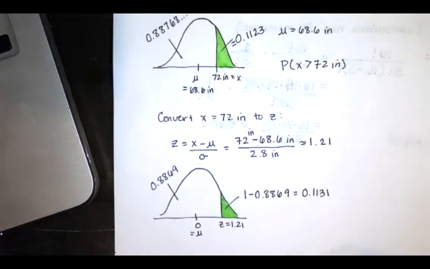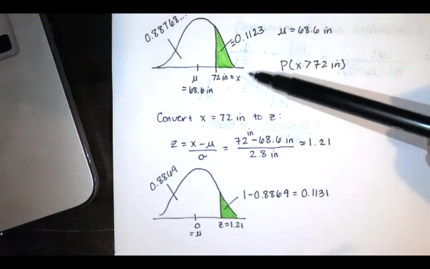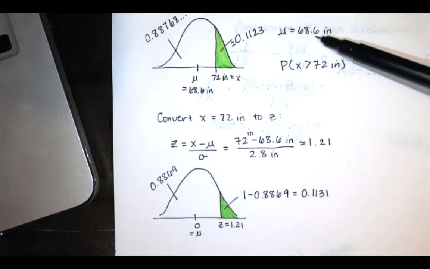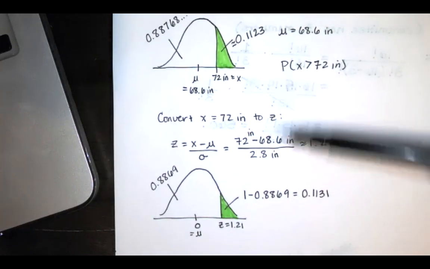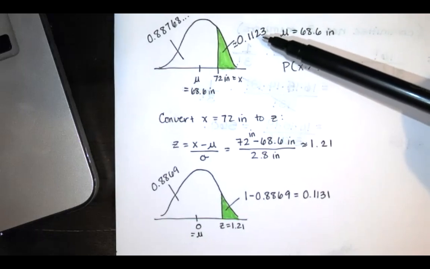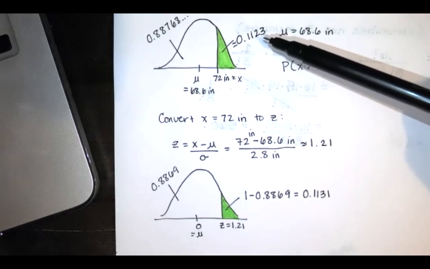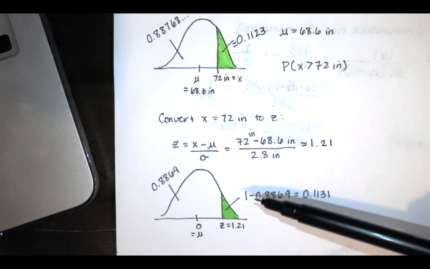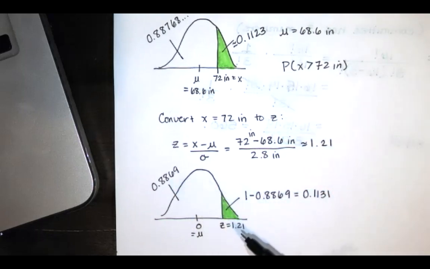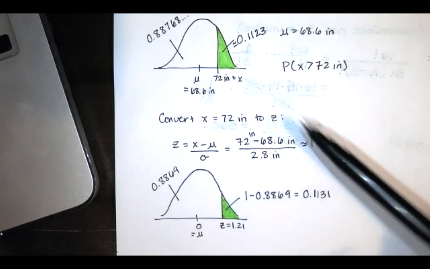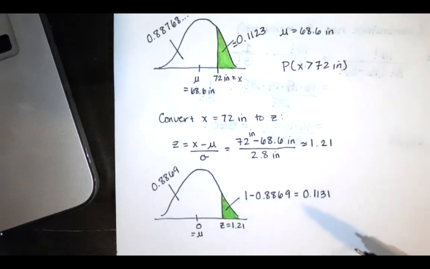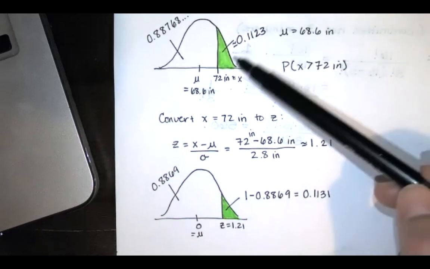Now notice, when I used Excel with this exact X value, this exact mean and the appropriate standard deviation, I got an area to the right of 0.1123. When I used this decimal approximation of z, it led to an error in my area to the left, and the error in my area to the left led to a slight error in the area to the right. So we don't have the same answers here, but that's okay. This one is slightly more accurate.